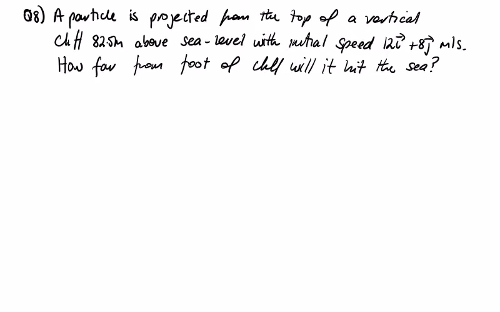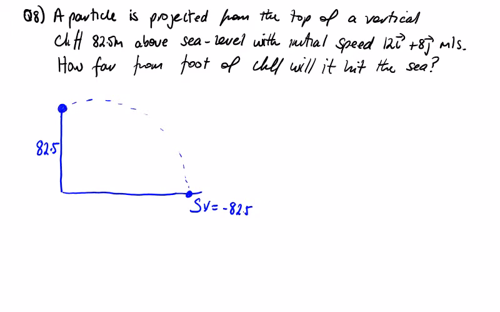Question 8, we're told a particle is projected from the top of a vertical cliff 82.5 meters high with initial speed 12i plus 8j. How far from the foot of the cliff will it hit the sea? Okay, so similar to question 6, 82.5. We know at this point S of y will be equal to 0 minus 82.5 because it's starting up here. So we need a time taken to get there. How far from the foot? So we're looking for S of x along here. So we're looking for the range.